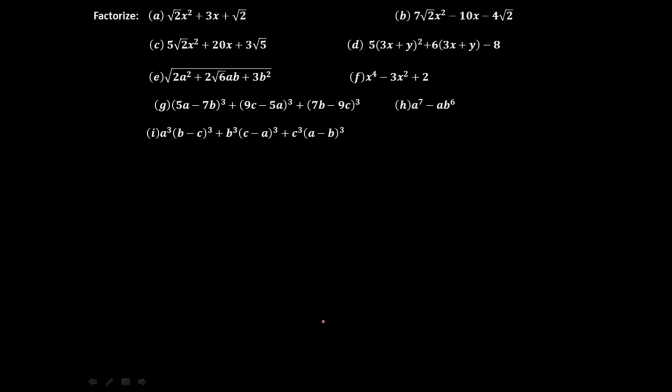Let's move to the next one, part H, that is a power 7 minus ab power 6. I am to factorize this. What is common here? A is common. What is left behind? A power 6, b power 6.